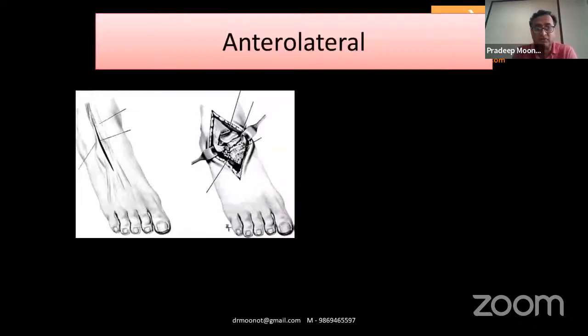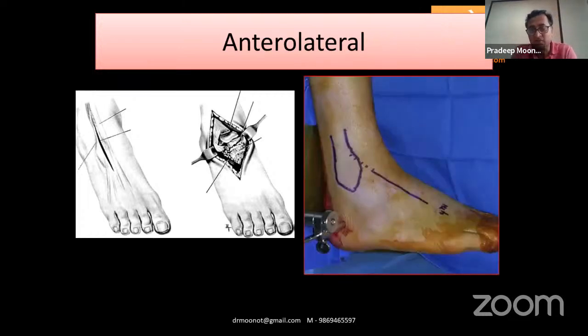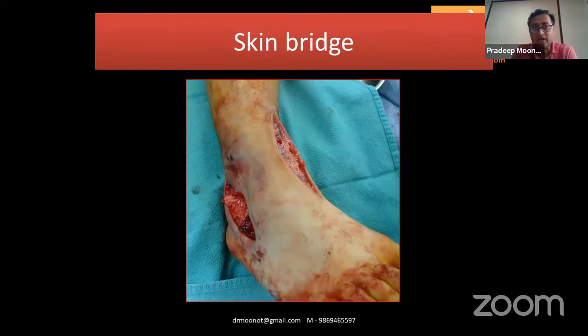The anterolateral approach is right down from the syndesmosis, right down into the foot at the base of the fourth metatarsal. You open it up, usually it's quite safe, elevate the EDB, and you're directly into the neck of the talus. So this is what it looks like. You need to make sure there is enough skin bridge between the two incisions. 7 millimeters is the cutoff point.